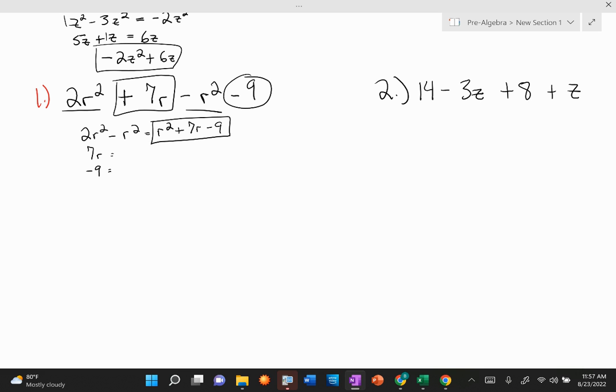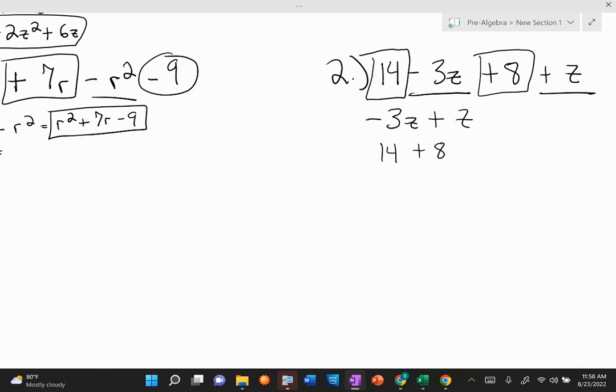Number two. How many different kinds of terms do we have in number two? Two. We have variable terms and constants. The variable terms are negative 3z plus z. The constants are 14 plus 8.